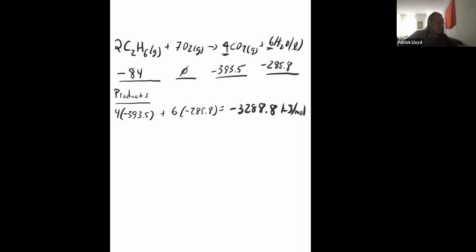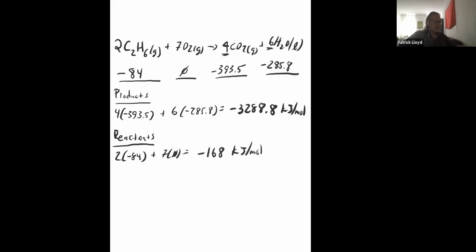Pretty big values. So this is combustion. That's why we use combustion in automobiles and jet engines. A lot of energy, a lot of heat comes out. We can use that energy to do mechanical work. The reactants are easier because the oxygen is 0. So it's 2 times negative 84 plus 7 times 0. So that's what, negative 168.